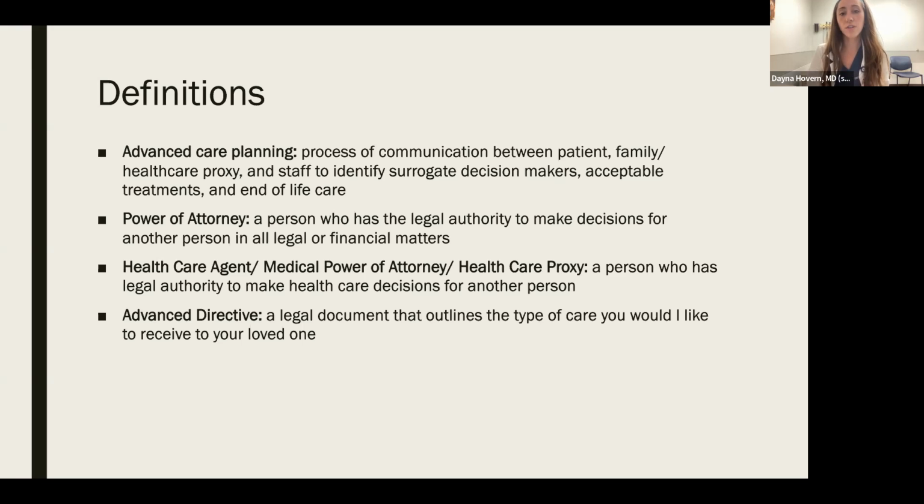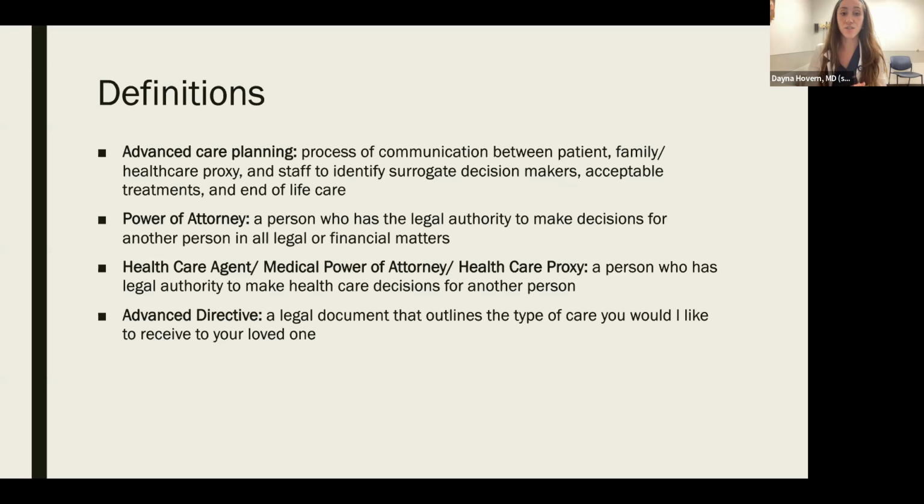Power of attorney. So a power of attorney is someone who can legally make decisions for you in a legal sense or in any financial matters. This is separate from what the next definition is, which is medical power of attorney. Medical power of attorney is synonymous with healthcare agent and healthcare proxy. So this is a person who has legal authority to make healthcare decisions for you if you're unable to speak for yourself. And sometimes your medical power of attorney can be the same as your non-medical power of attorney, your financial one, or they can be two separate people. It's completely up to you, but you will need legal documentation of who you would like to be either one.